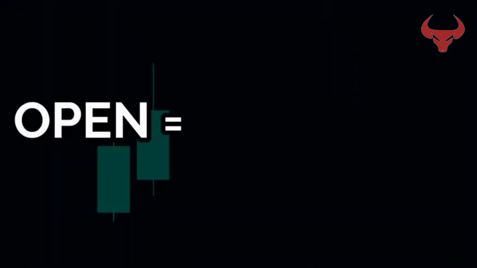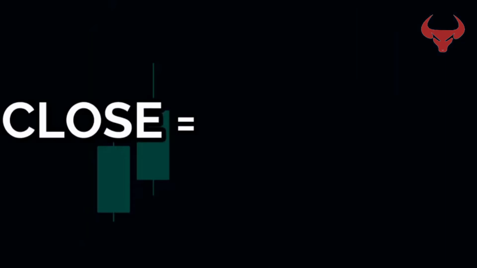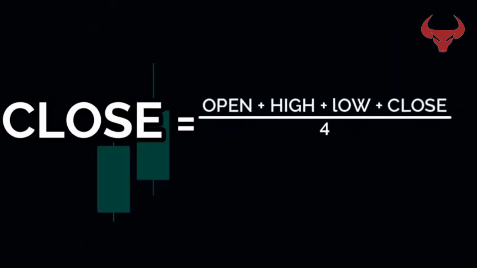Now, the open of each Heikin-Ashi candle is calculated by adding the open and close of the previous candle and dividing it by 2. In other words, we can say that the open of the current Heikin-Ashi candle is the midpoint of the previous Heikin-Ashi candle. The close of the Heikin-Ashi candle is calculated by adding the open, high, low, and close of the current candle and dividing it by 4. In other words, it is the average price of the current candle.